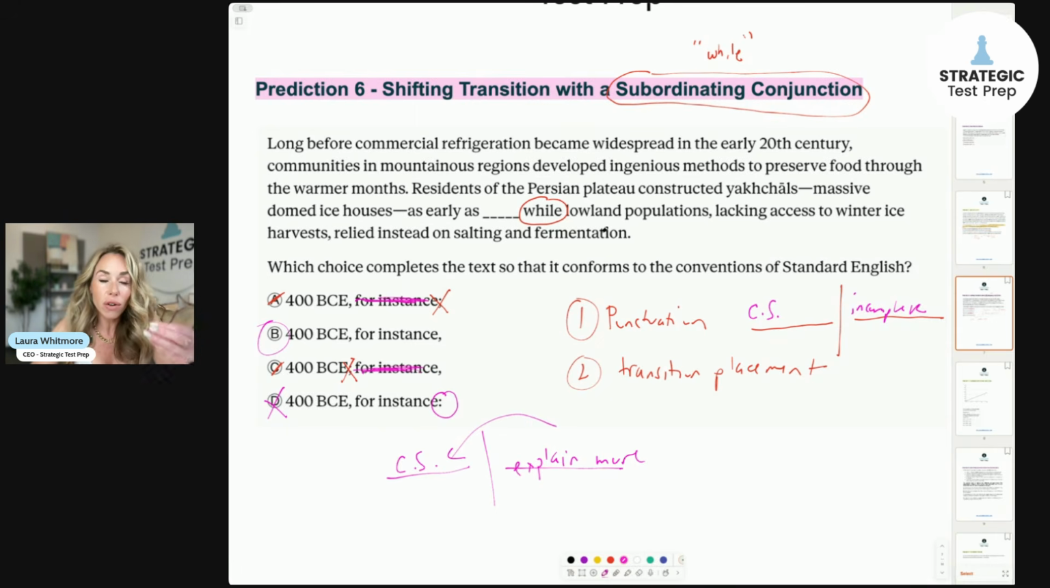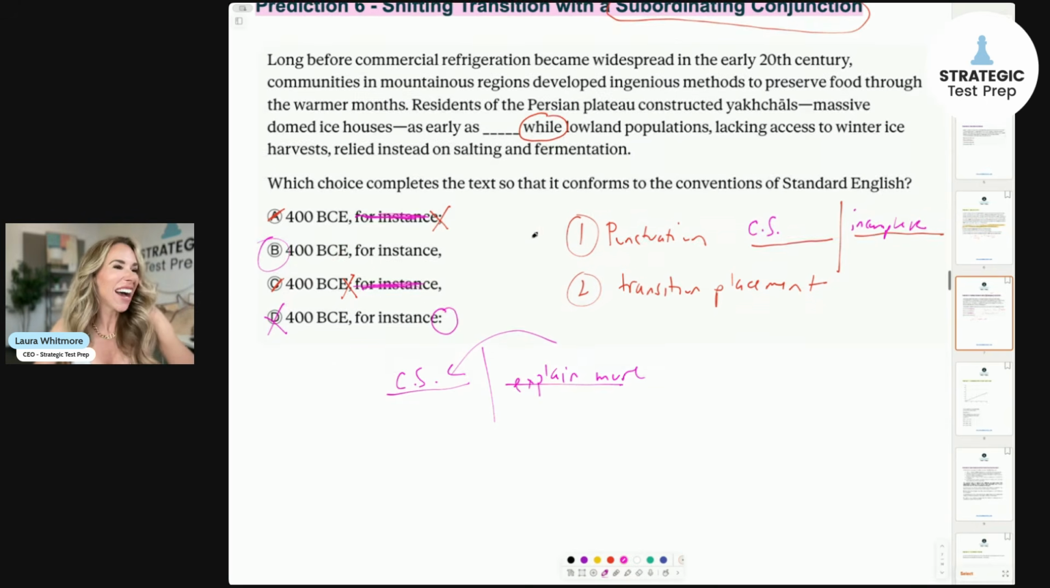If you have a full transition word like however, instead, if it said, however, lowland populations lacking access to winter ice harvest relied instead on salting and fermentation, now it's an independent clause because the subject is lowland populations. So just be ready. Is it a full transition word or is it just a subordinating conjunction? You need to be able to distinguish. All right, let's move on.